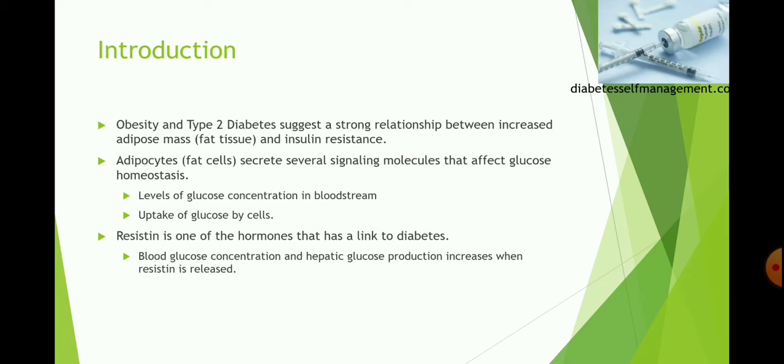Now, I know that if I told you that there is a strong relationship between obesity and diabetes, you would probably say, well, duh, or obviously. But the scientists here are concerned with the interactions between adipose tissue and insulin. These interactions are often the target of many drugs and treatment plans for diabetes. So, adipocytes, or fat cells, in the adipose tissue can act as signaling molecules that will affect glucose homeostasis, usually things like blood glucose concentration, for example. One of these signaling molecules is resistin. When resistin is released, the liver breaks down glycogen to release more glucose into the bloodstream.